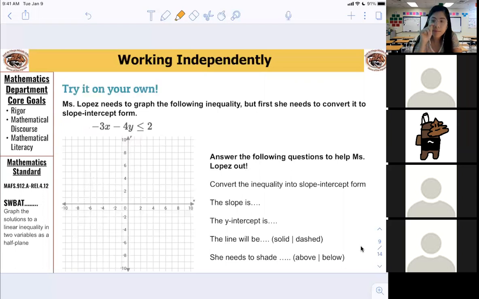It could be decimals, right? Yes, but remember that if something is a decimal, what do we want to keep it as? Fraction. Mhm.